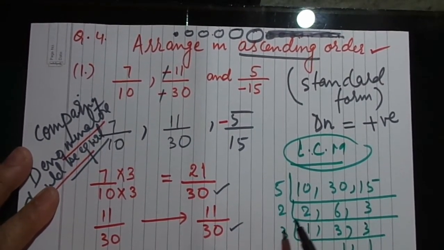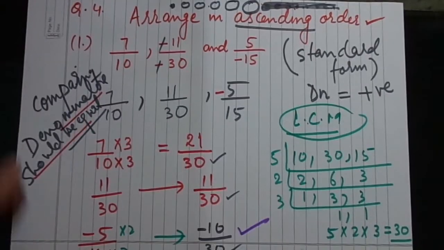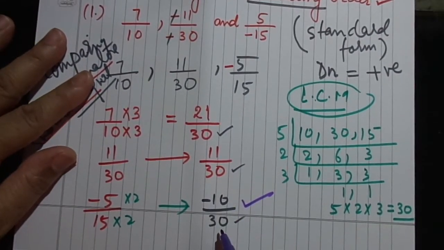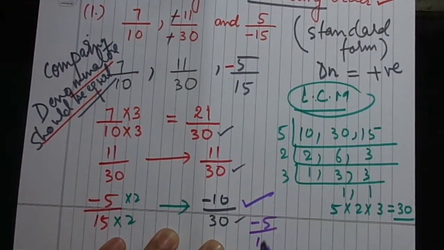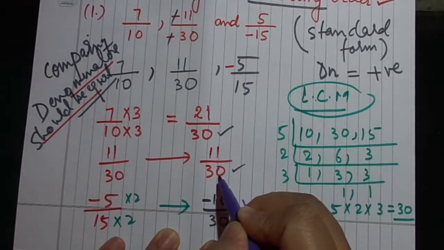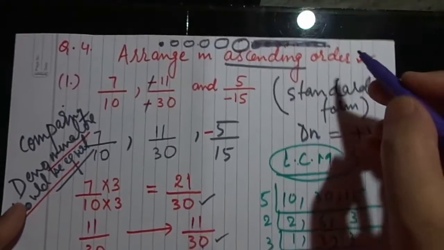Okay, so ascending number, the smallest number is what? The smallest number is minus 10 by 30. So I'll write over here not minus 10 by 30, I'll write minus 5 by 15. Okay, then we have 11 by 30, so I'll write 11 by 30, and then after that 21 by 30. So 21 by 30 I'll write it as 7 by 10, and I have arranged this in the ascending order.